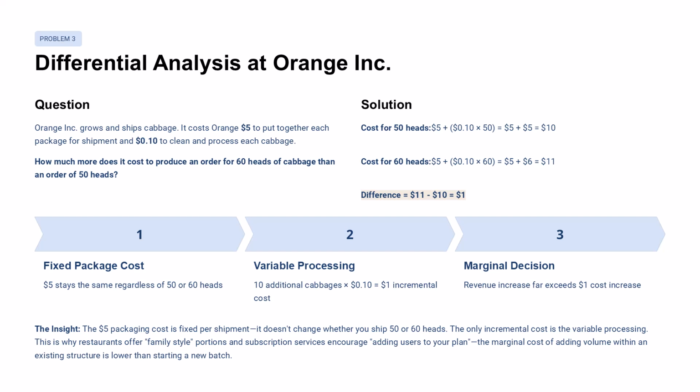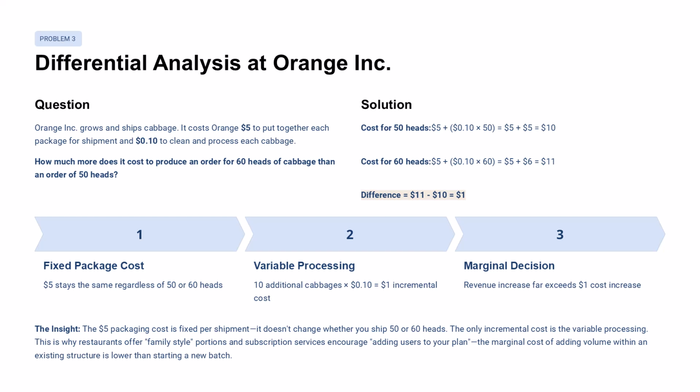Problem 3. Differential analysis at Orange Inc. The marginal difference that makes all the difference. Question. Orange Inc. grows and ships cabbage. It costs Orange $5 to put together each package for shipment and 10 cents to clean and process each cabbage. How much more does it cost to produce an order for 60 heads of cabbage than an order of 50 heads? Answer. Difference equals $1.